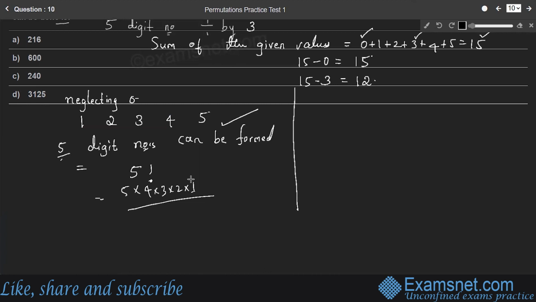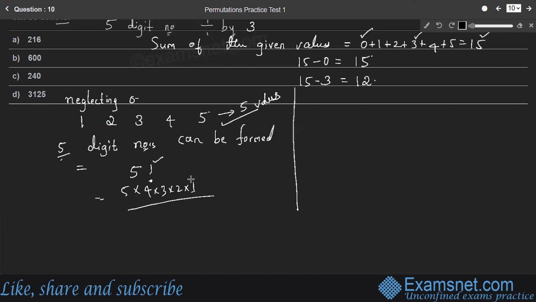Why are we taking factorial 5? Because there are 5 values. Here 5 is nothing but the number of values. There are 5 values we are taking, so out of 5 values, we have to form 5-digit numbers. Therefore, it is factorial 5.